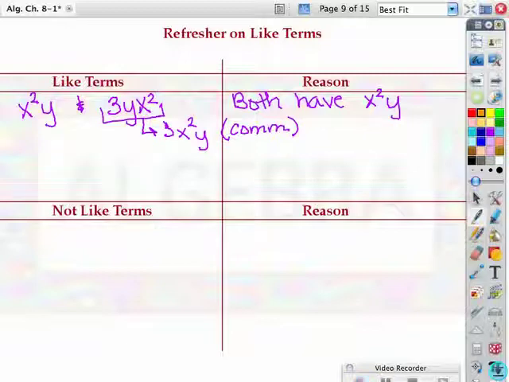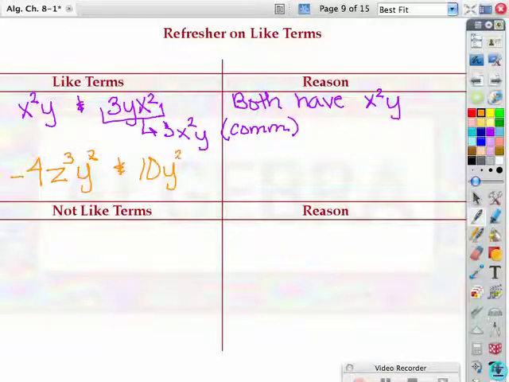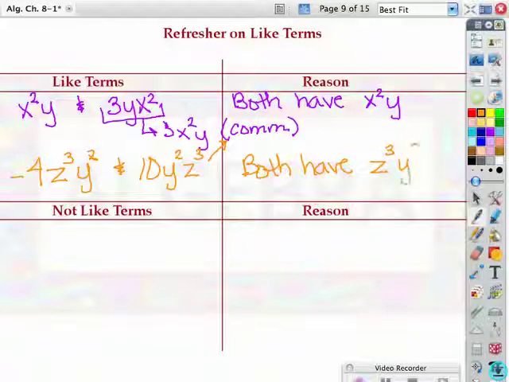Another one could be negative 4z to the third y squared. Oops, sorry. And then let's say just 10y squared z to the third. And again, this is just the commutative property. Both have only z to the third and y squared.